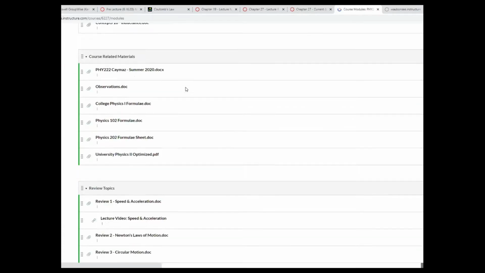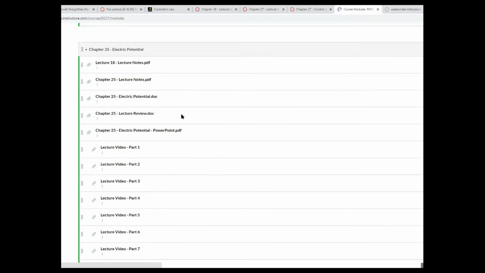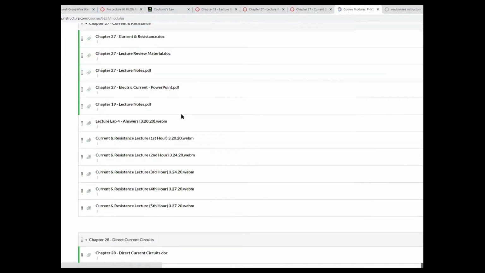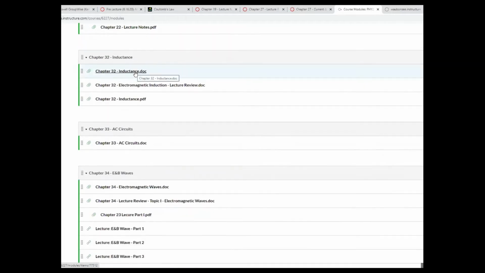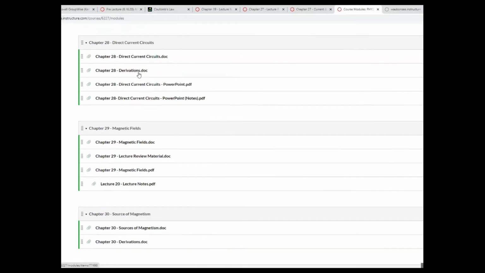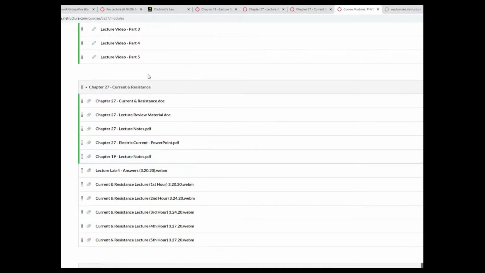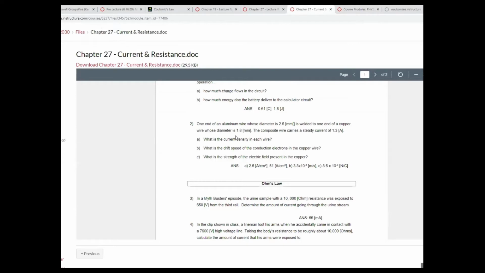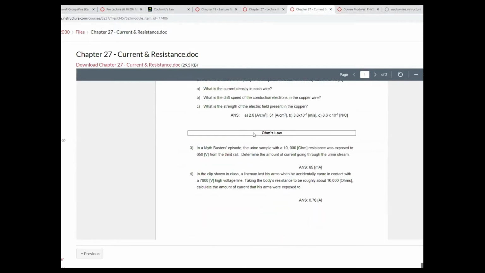And then just wait. All right, so let's go to modules. Capacitance, current. All right, so current and resistance. Direct current circuits is the next lecture. Current and resistance. Click on that one, and it's going to give you this. All right, so current and resistance is going to give you the problems.